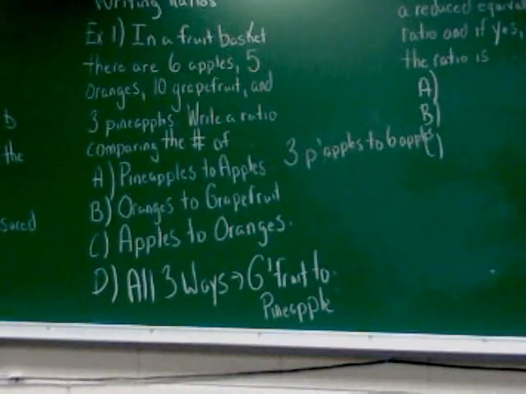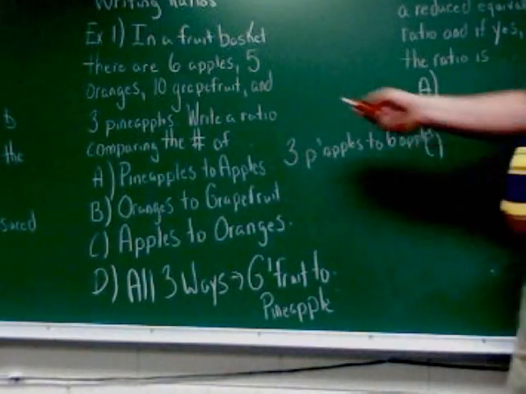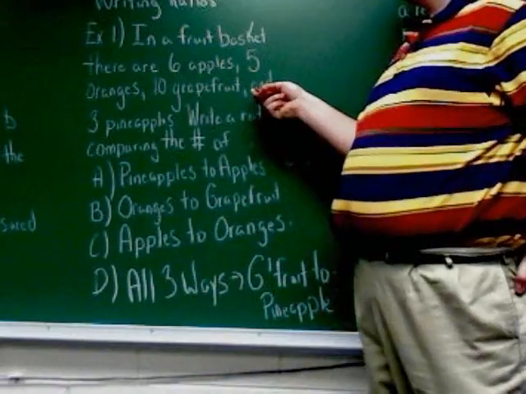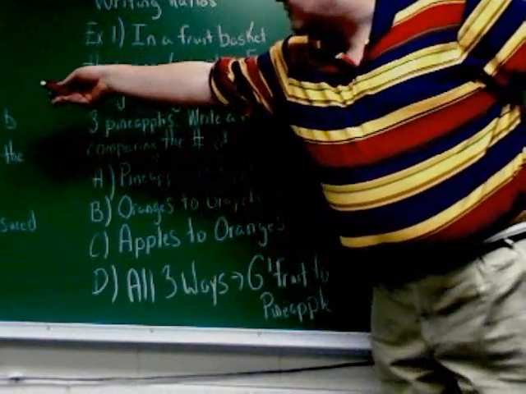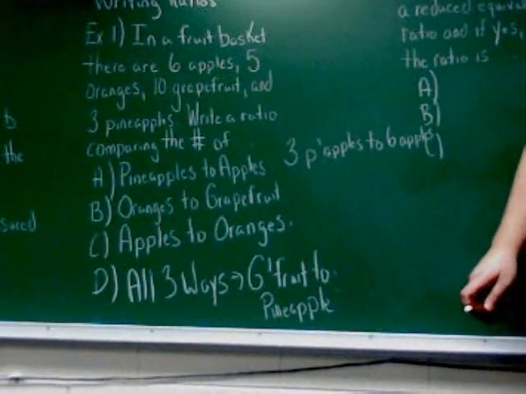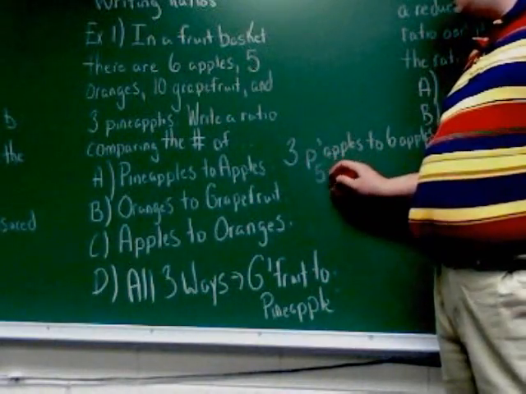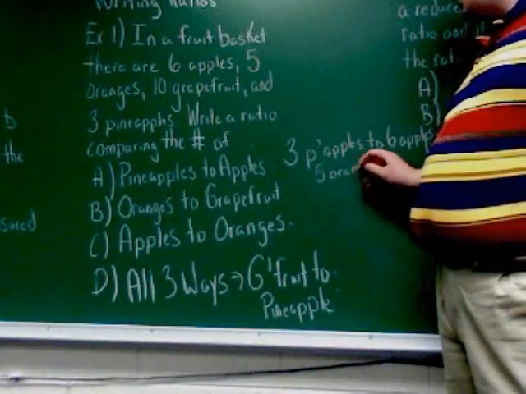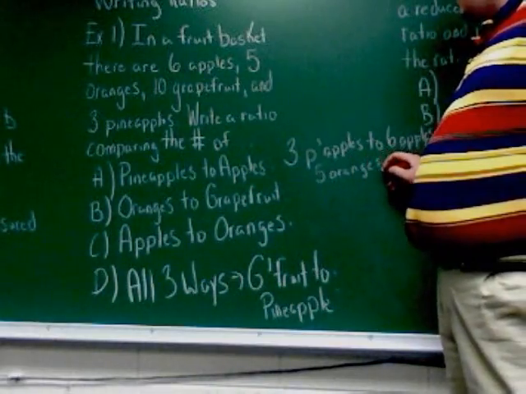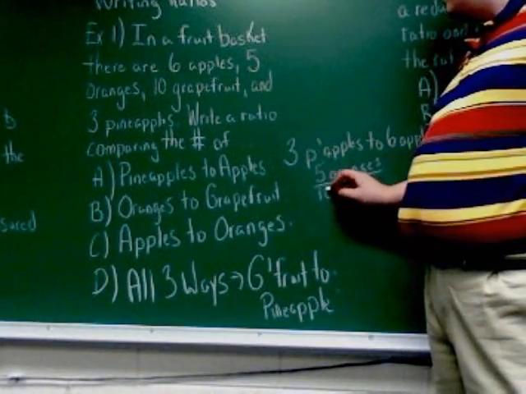Okay. Oranges to grapefruit. Well, we said there's 5 oranges and 10 grapefruit in there. And we said over the definition, another way you could write it is so that it looks like a fraction. So I'm going to write 5 oranges over 10 grapefruit.